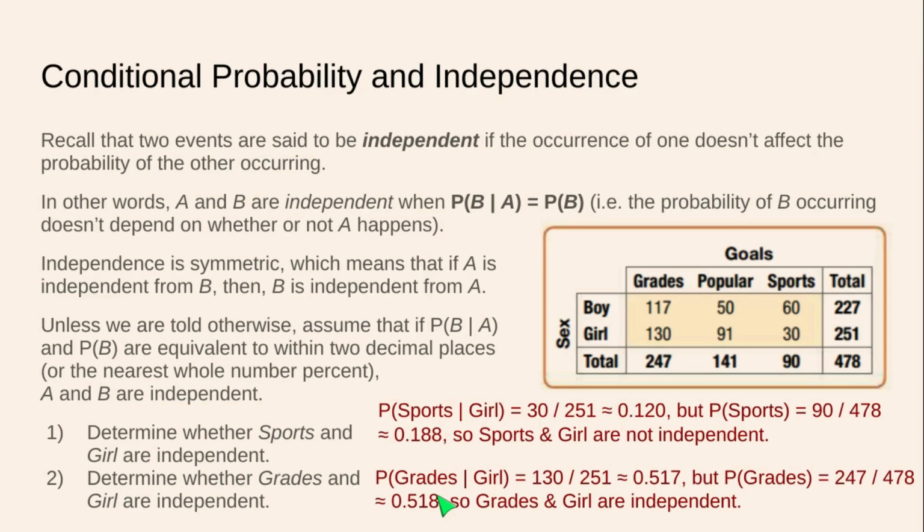Is it perfect? No, but these are pretty reasonable data you might be able to come up with in the real world. That a 60 and 30 split might seem a little contrived, but everything else appears to be pretty similar to what you might find in real world data. And in these data right here, it's not perfect, but it's within 1%. So grades and girl we can consider independent.